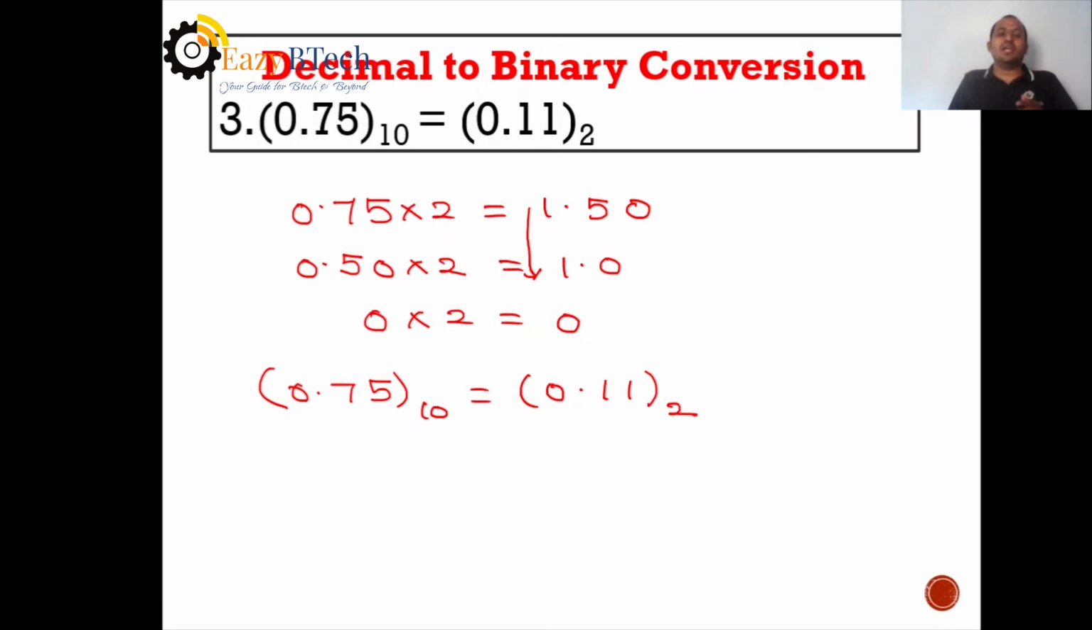So what we have to do is repeatedly multiply the fractional part, and start accumulating the integer part we get, in the same order. This is the important point we have to remember. For the integer part, if the decimal number has an integer part, while finding the binary equivalent we accumulate the remainders in the reverse order. For a fractional part, we collect the integer parts in the same order.